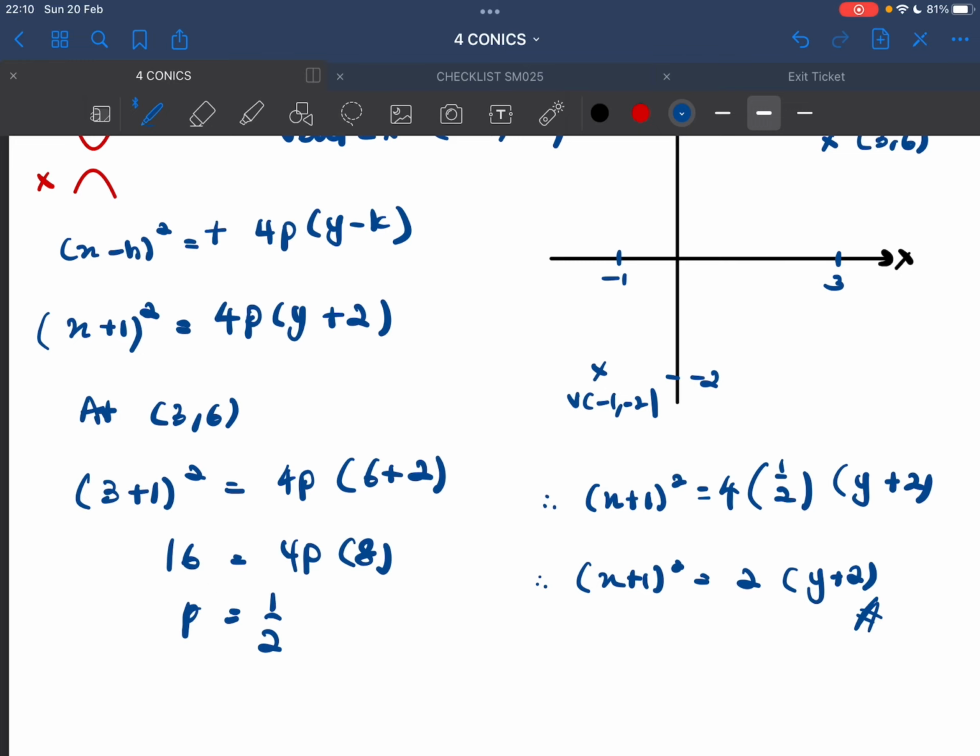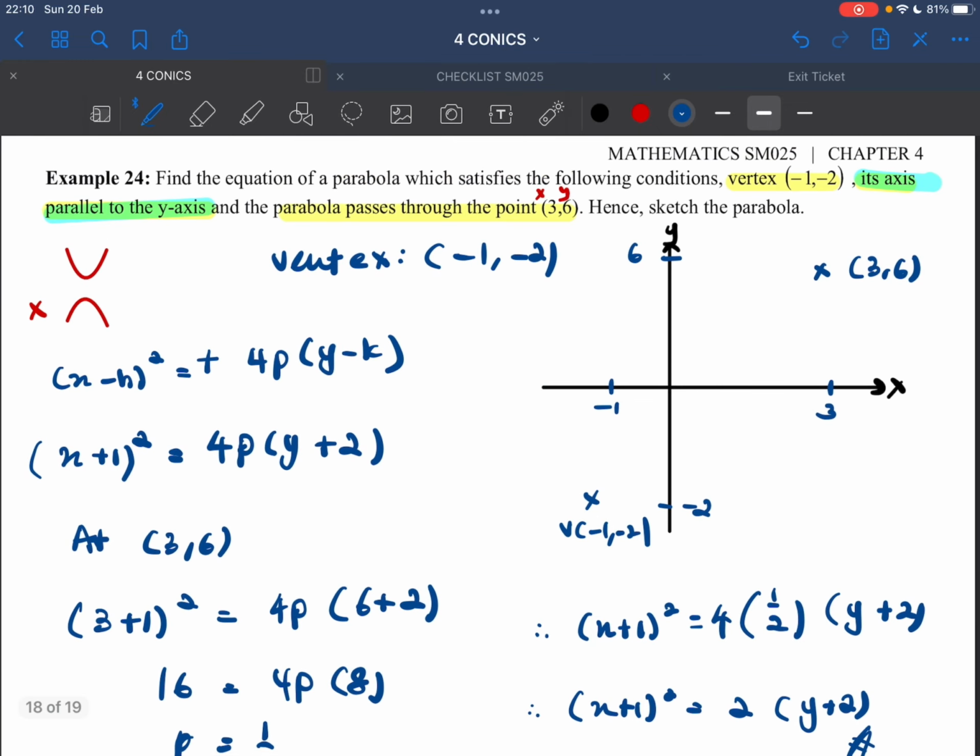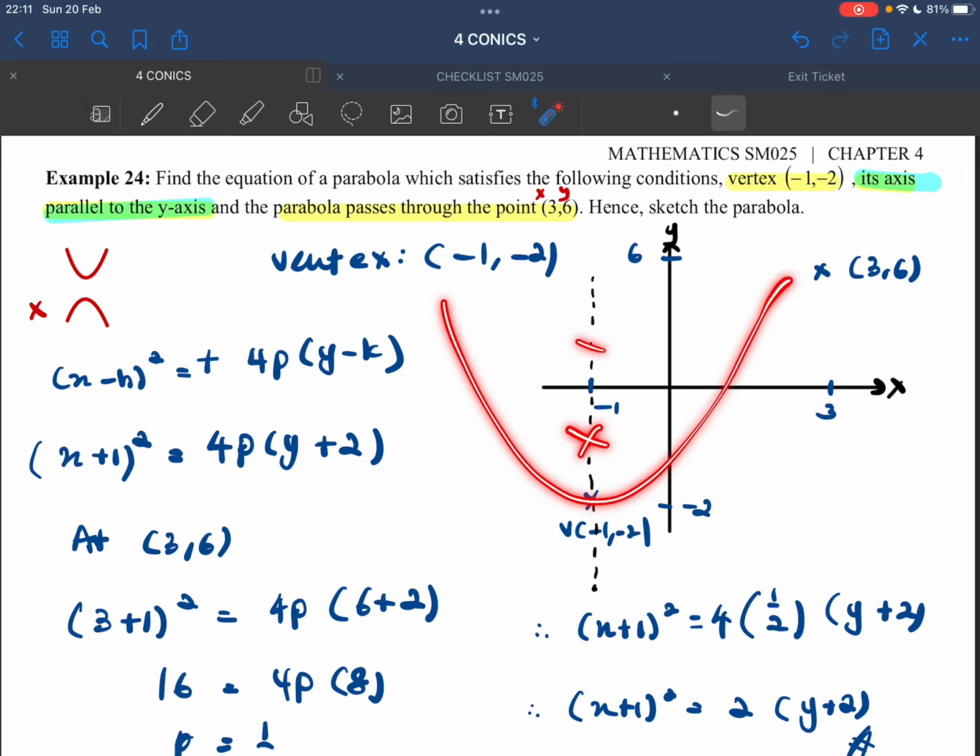Now the question asks to sketch the parabola. That means we have to find the focus and the directrix. We know that the shape is like this. So let's draw the axis of symmetry, which should pass through -1. Just assume it passes through here. So your focus will be inside here, so either here or here.